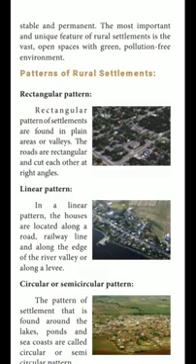What do you know about this linear pattern? In a linear pattern, the houses are located along a road, railway line and along the edge of the river valley or along a lake. What do you mean by lake? Near the dam. Okay. So, linear pattern.